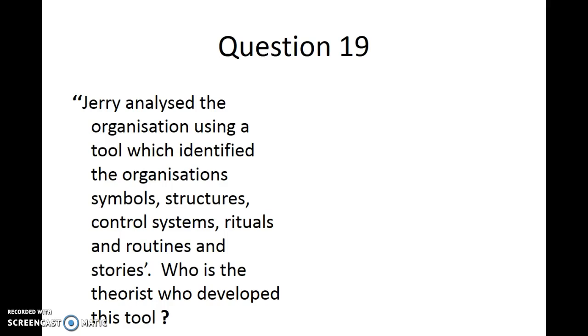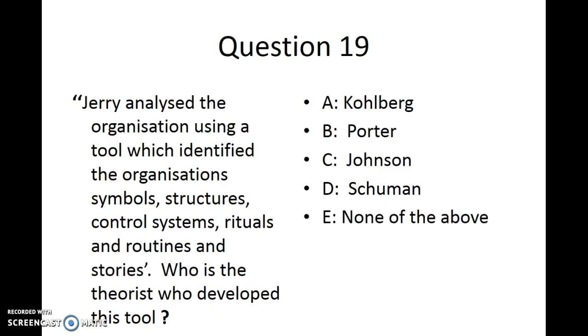Question 19. Jerry analyzed the organization using a tool which identified the organization's symbols, structures, control systems, rituals and routines and stories. Who's the theorist who developed this? A. Kohlberg, B. Porter, C. Johnson, D. Schumann, or E. None of the above.